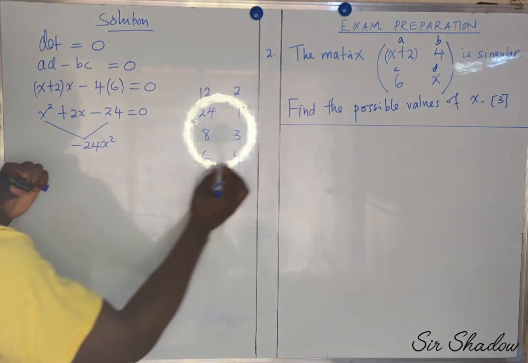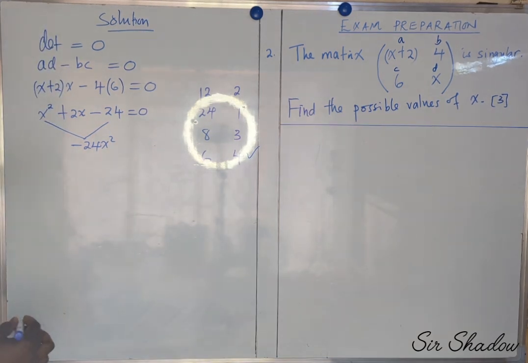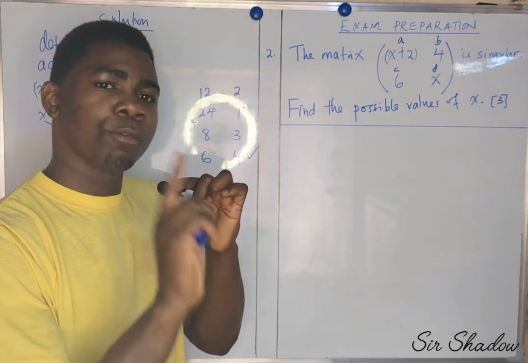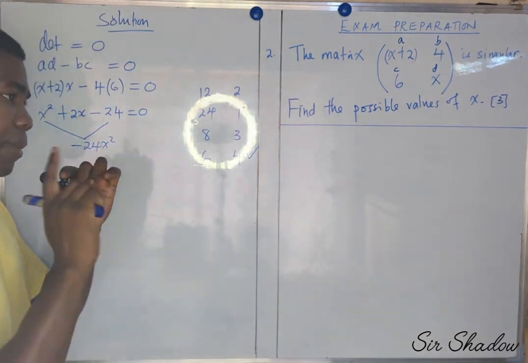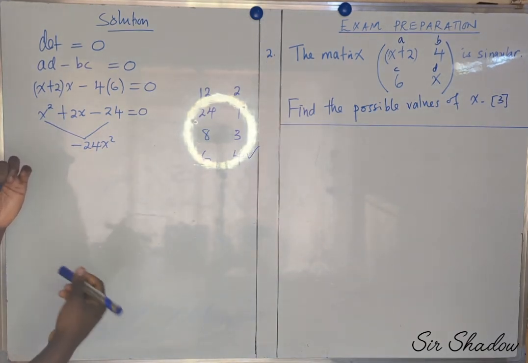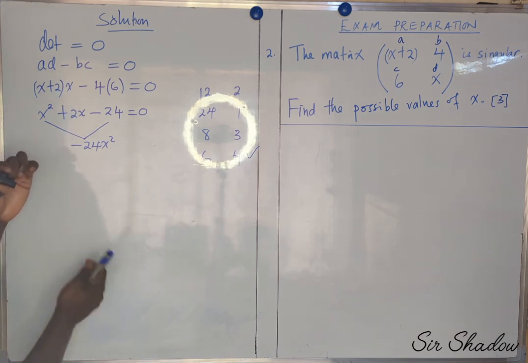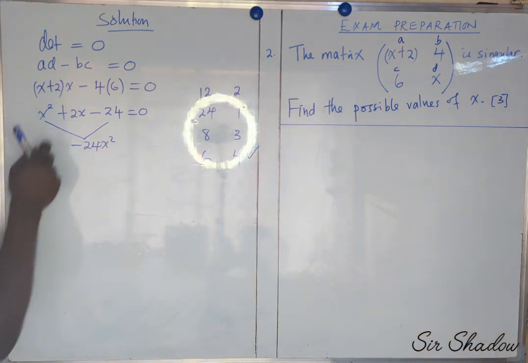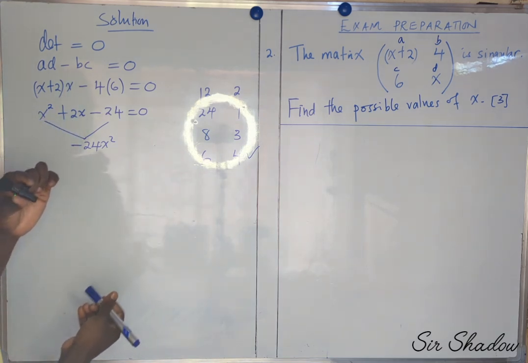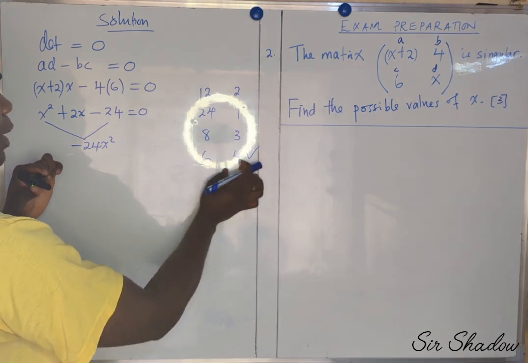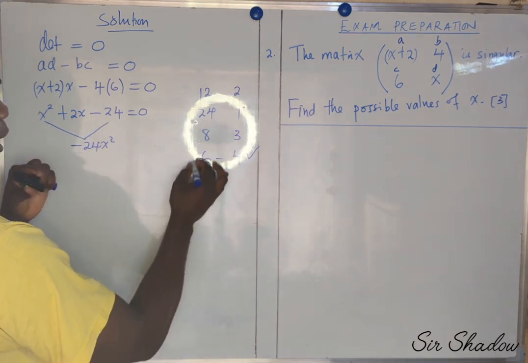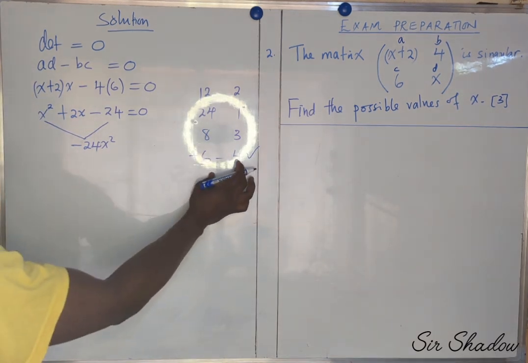Which factors are close to each other? We consider 6 and 4. Remember, if we multiply them, we must get negative 24, so one of them must be a negative and the other a positive. Which one is going to be positive and which negative? We want a positive 2x here, so the bigger number is a positive, subtracting a smaller number to get a positive sign. So we put a negative here, a positive here. These are the possible factors.